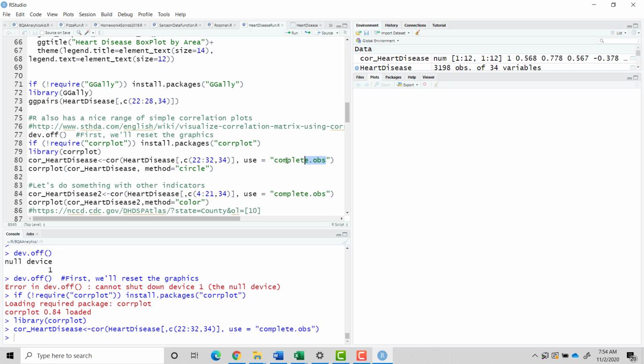And the complete obs argument just says, if you only have some of the information available, do you still do the correlations? We have a pretty good data set here. We'd have missing data, so we'll just stick with complete observations. These are just columns 22 to 32, 34. These are just the continuous columns, and obviously I'll show you what they are in a minute.